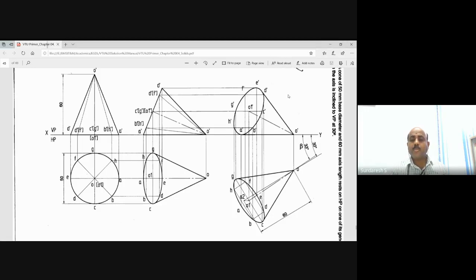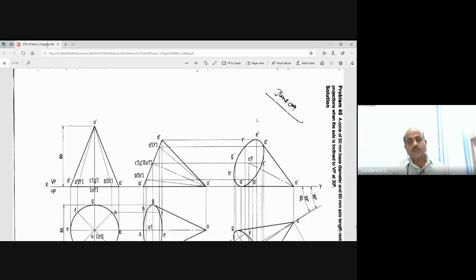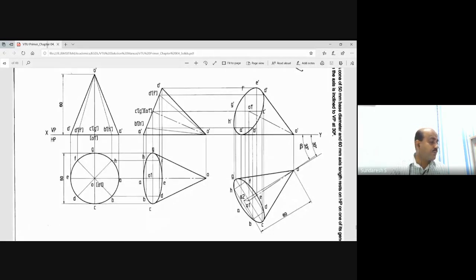Okay, O dash 2, and here you have to draw the tangent and complete the final front view. Got it, students? So this completes the cones and this completes the solids also. If you have any clarification, you can ask.